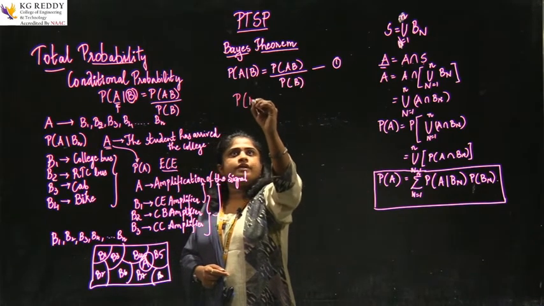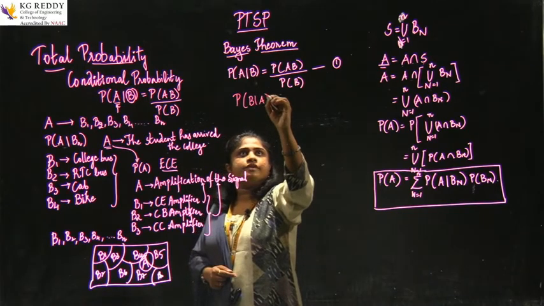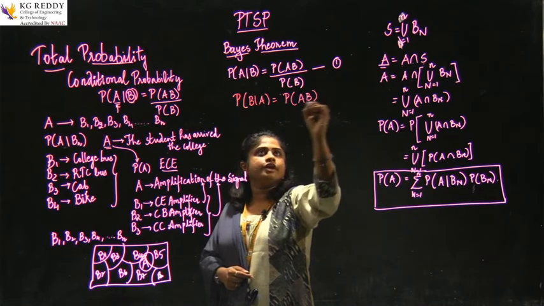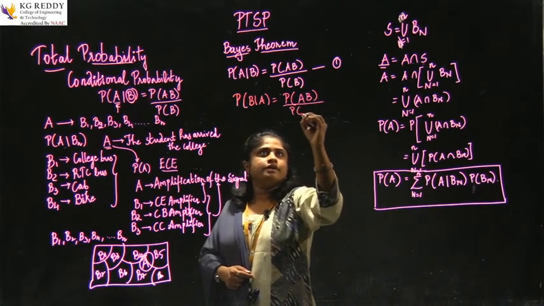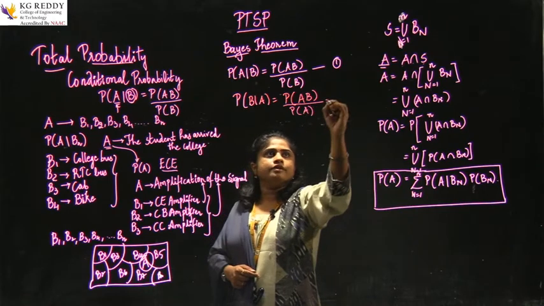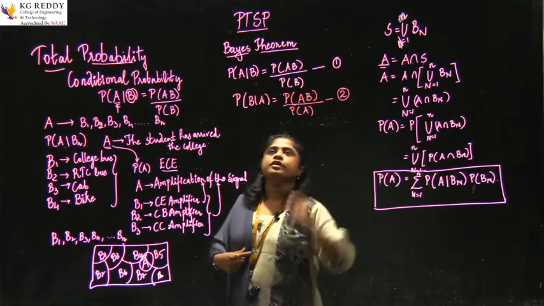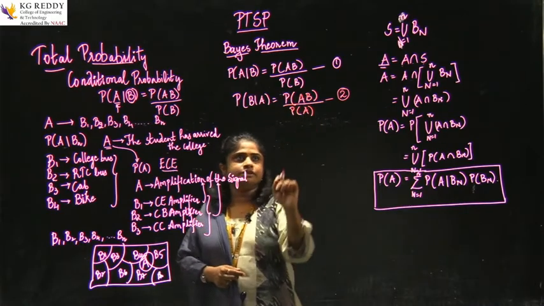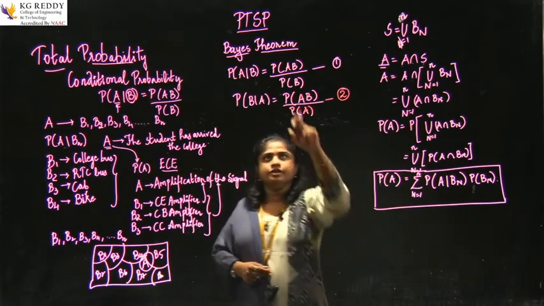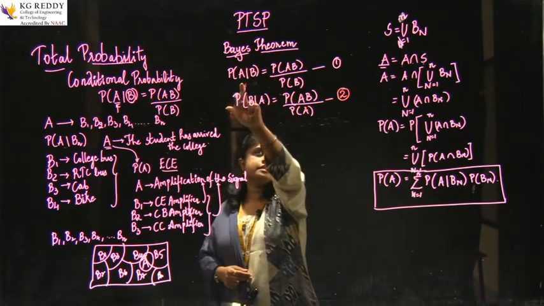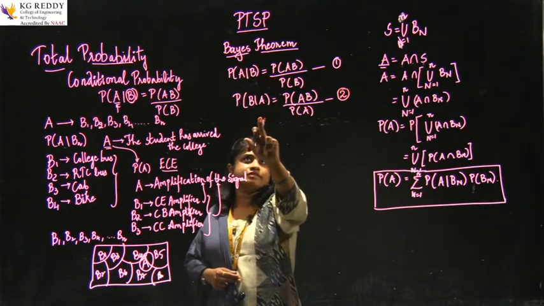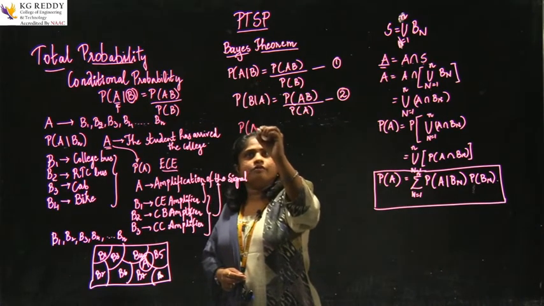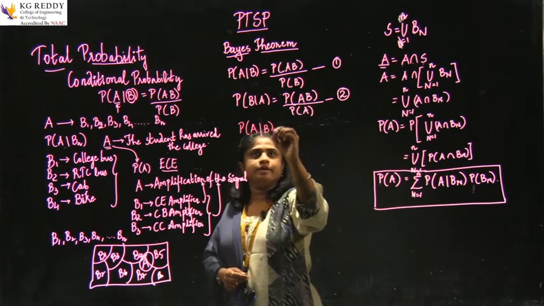In the same manner, probability of B by A will be equal to probability of AB divided by probability of A. Consider this as equation 2. Now, from these equations, can I write the equation for the probability of A by B? I will be using this equation and this equation.